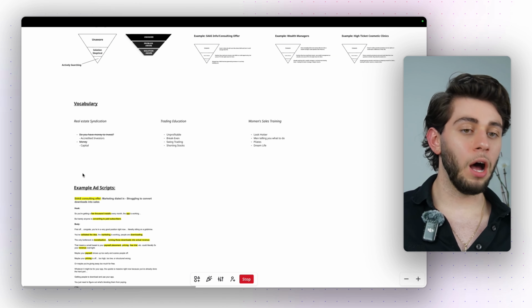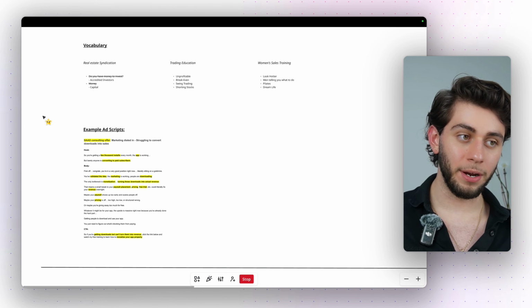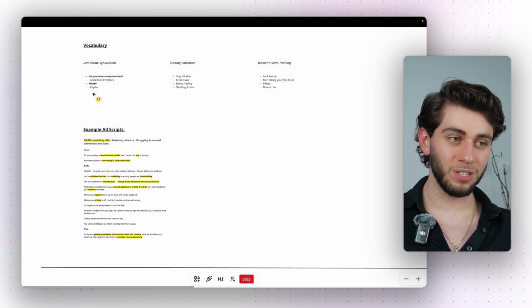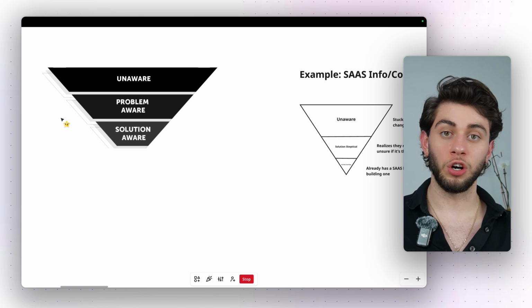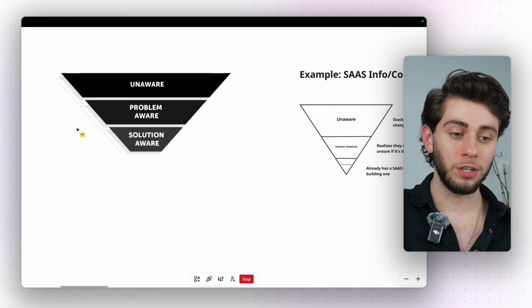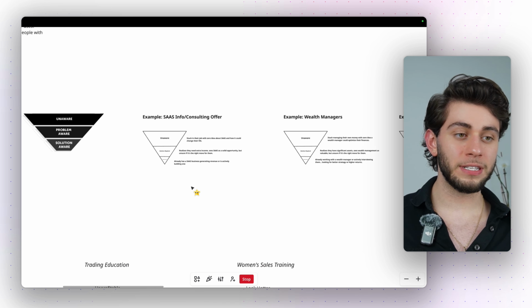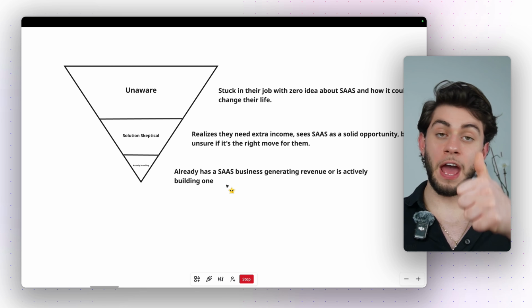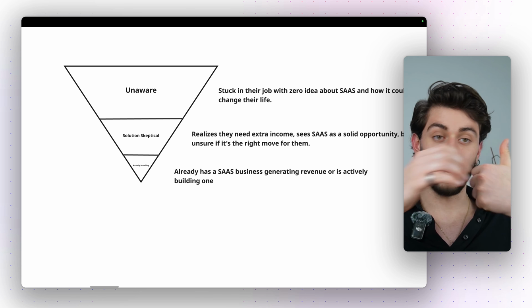All right, so now obviously scripting out the ads. I'm going to make a separate video on this because with Andromeda, there is a bunch of stuff that goes into this in terms of, for example, there are multiple types of customers or types of buckets of people you can actually target within the solution aware bucket, essentially. So in this case, for example, it could be somebody who already has a SaaS business, but they're struggling to market the app or the SaaS business or whatever. That's one type of customer.